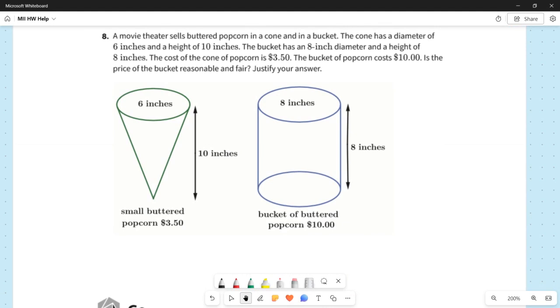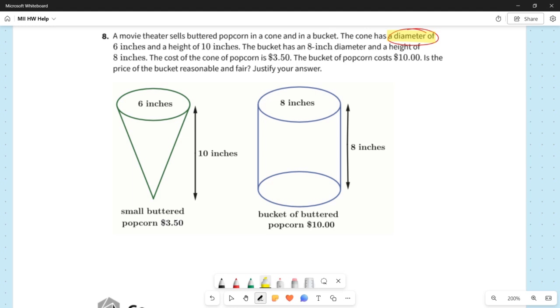Question 8 says, a movie theater sells buttered popcorn in a cone and in a bucket. The cone has a diameter of 6 inches. So notice right off the bat, diameter, not the radius. That is key. You know that we're going to be dealing with circles here, and they give us the diameter, and that's great, but we want to use the radius. As soon as you see the word diameter, an alarm bell should go off in your head. The diameter is fine, but what we really want is the radius.